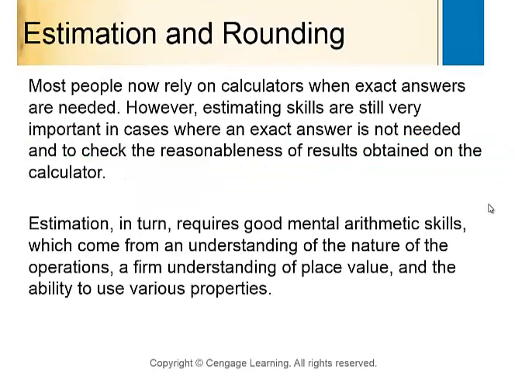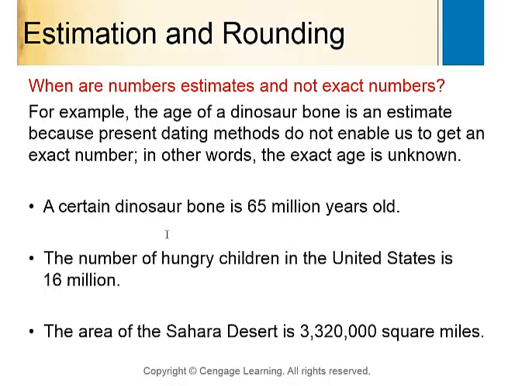Estimating and rounding are very handy skills. If you were to tell someone how much money you had in your checking account, you probably wouldn't go down to the cent, but you might say, oh, I don't know, I've got $600 on there, something like that. And that's an estimation or a rounding, and it allows us to give numbers, such as if we want to talk about a dinosaur bone, we don't necessarily know that it is 65.7539 whatever million. We just say, it's about 65 million. Number of hungry children, about 16 million, something of that sort.